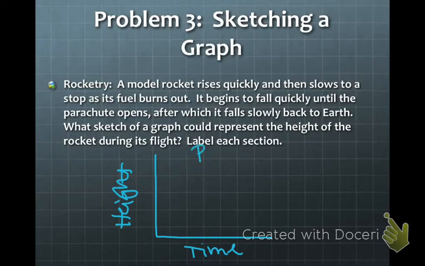So let's label it rocket's flight. That sounds good, because we're talking about the way the rocket flies. When I think of rockets, I think of red, so I'm going to use red to make the path.